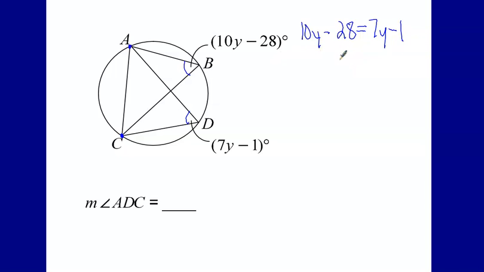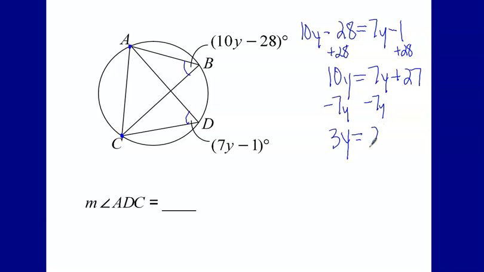So I'm going to add 28 to both sides. That gives me 10y is equal to 7y. This would be plus 27 now. Negative 1 plus 28 would be 27. So subtract 7y to get the y's. On the left-hand side, we'd have 3y equals 27. Divide by 3, you're going to get y equals 9.